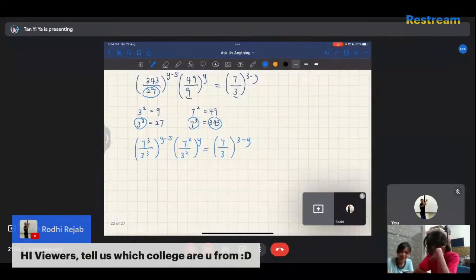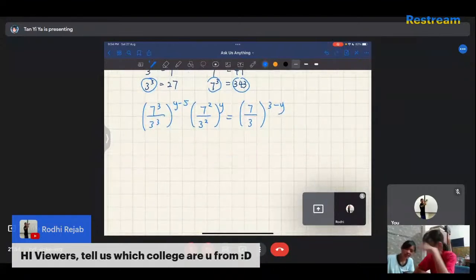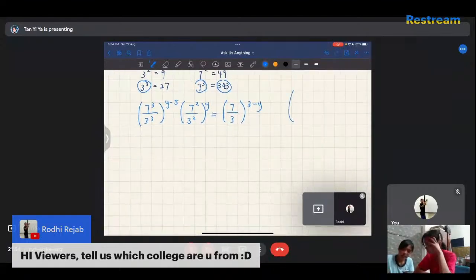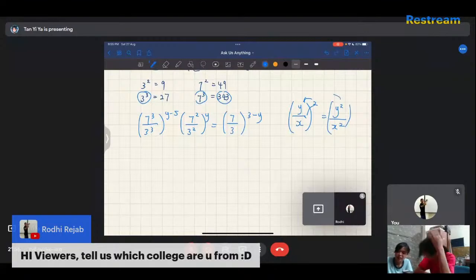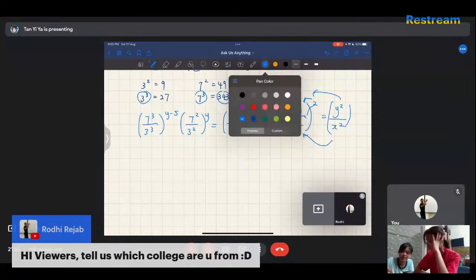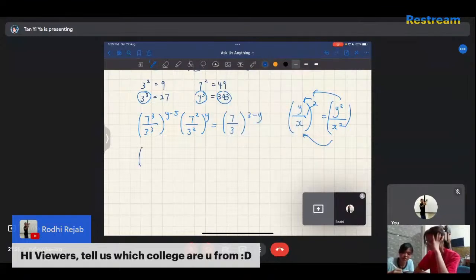Then we know that when something is y over x, and let's say we have a power 2 here, we can put it inside. So it becomes y squared over x squared. Same goes the other way, we can convert it right back. So let me apply this in our question.